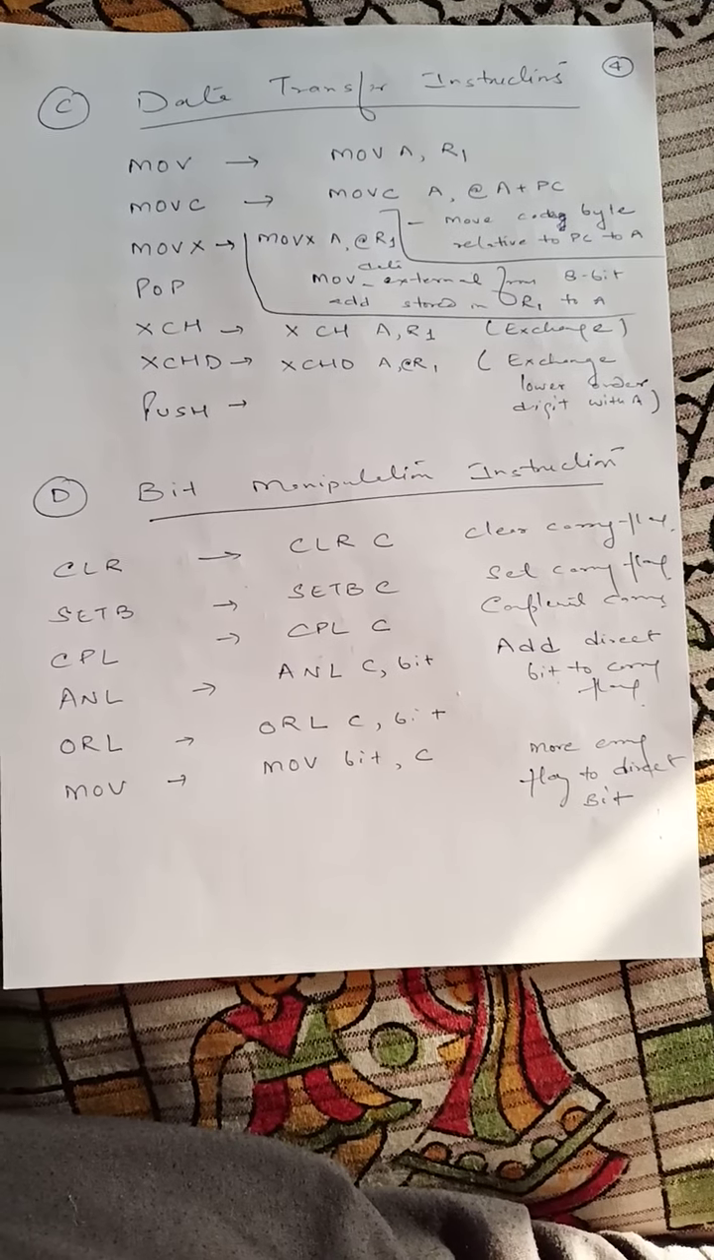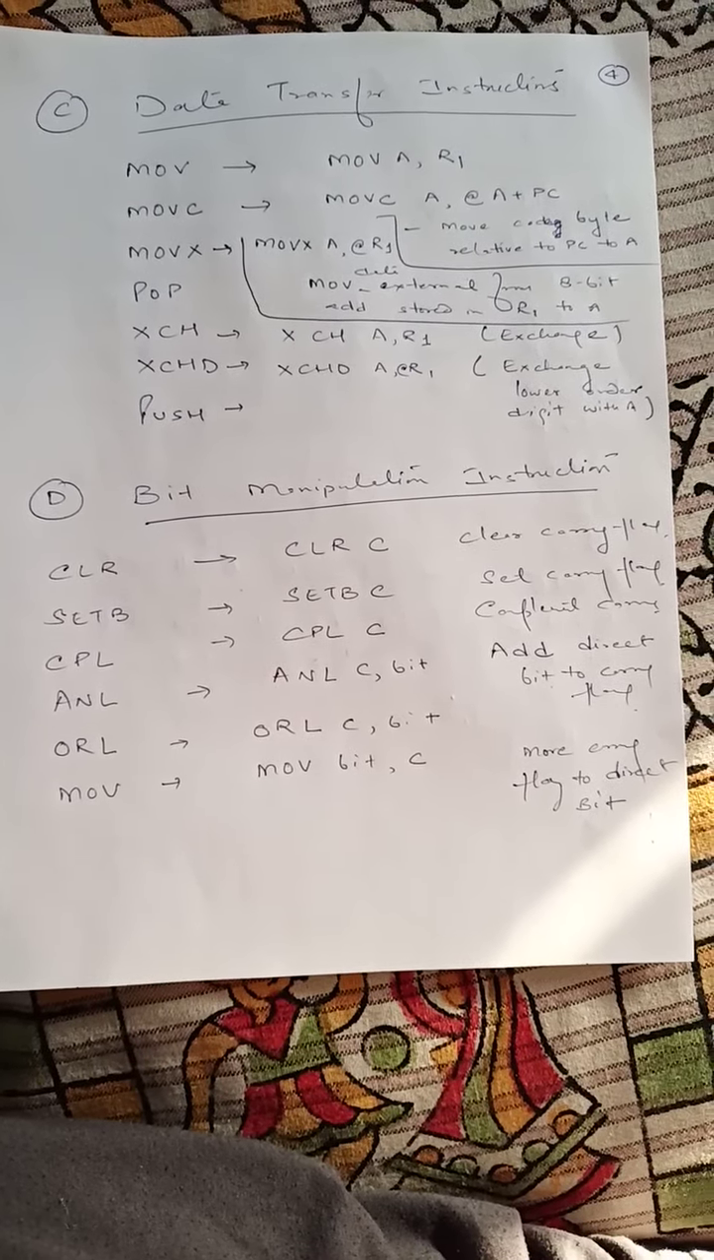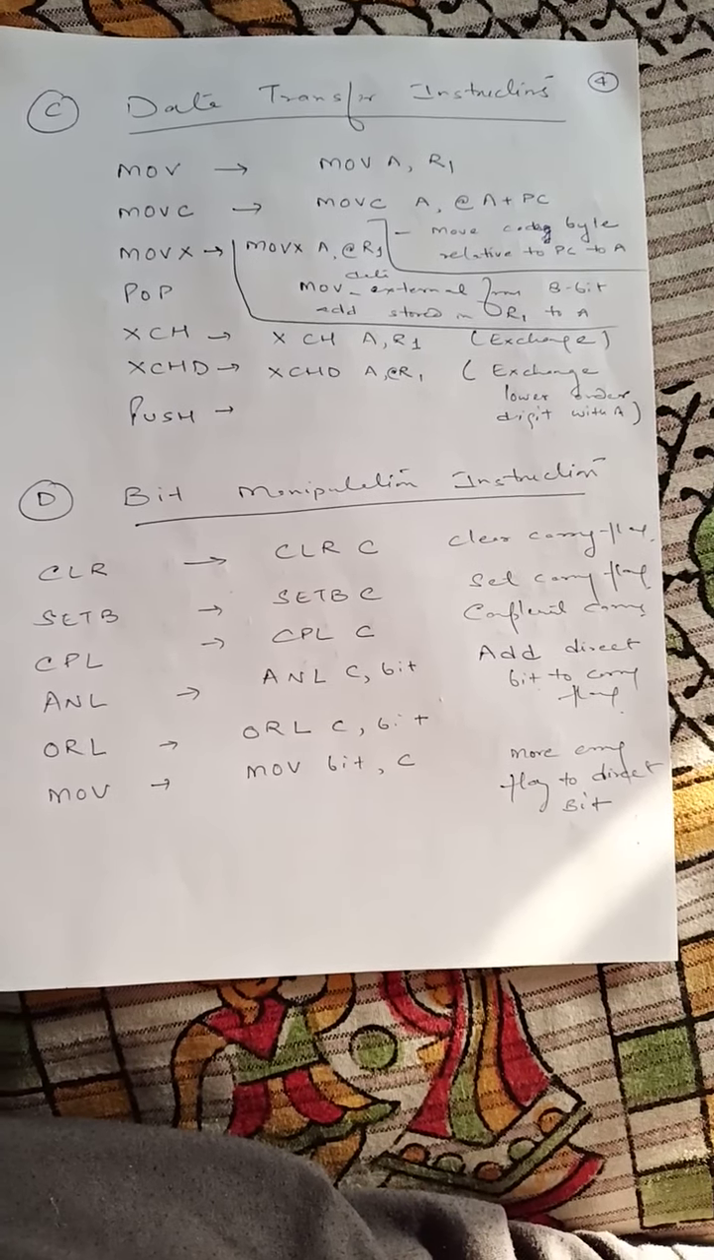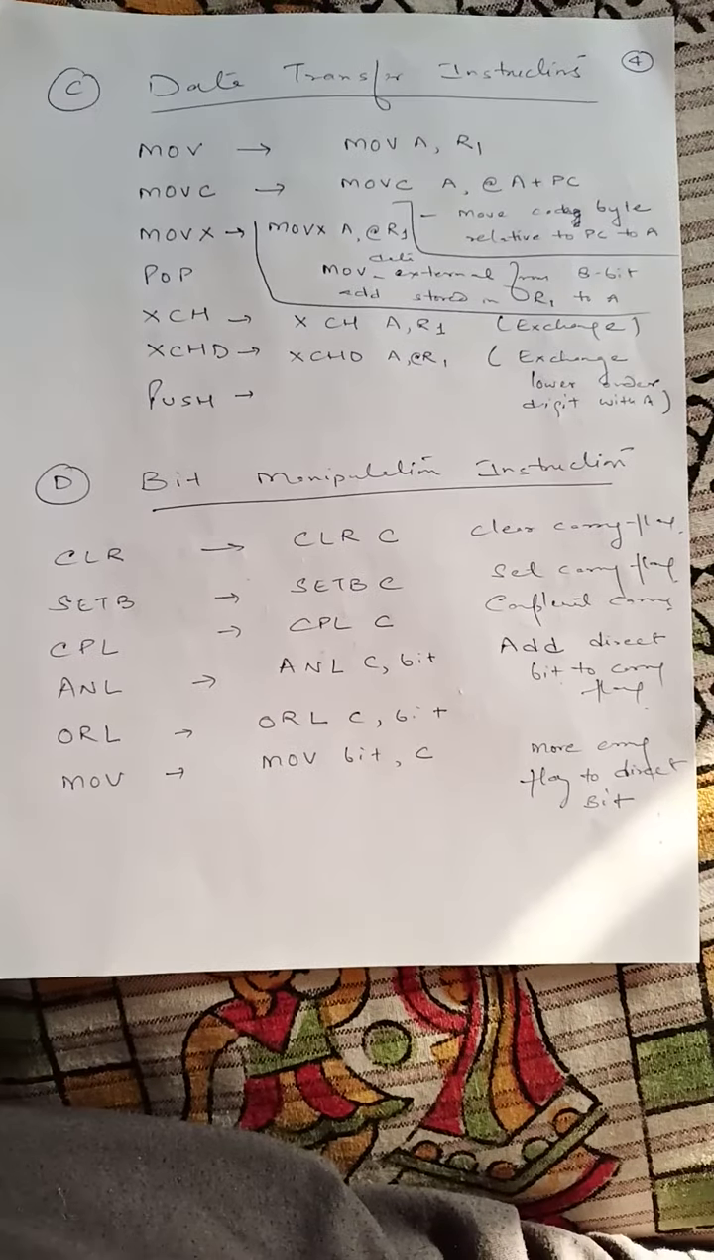POP and PUSH are for stack operations. Exchange is basically exchanging the contents of A and R1. Exchange D is basically the exchange of the lower order digit of A. So this is all about the data transfer instructions.